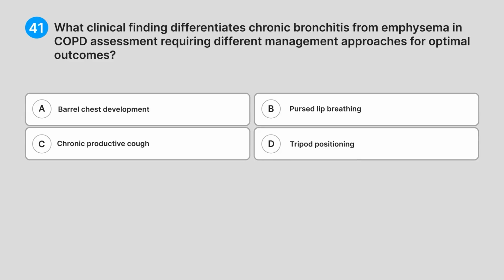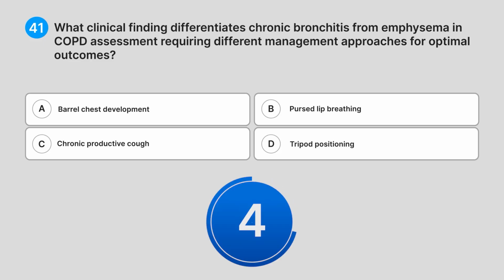41. What clinical finding differentiates chronic bronchitis from emphysema in COPD assessment, requiring different management approaches for optimal outcomes? A. Barrel chest development. B. Pursed lip breathing. C. Chronic productive cough. D. Tripod positioning. Can you guess the answer?